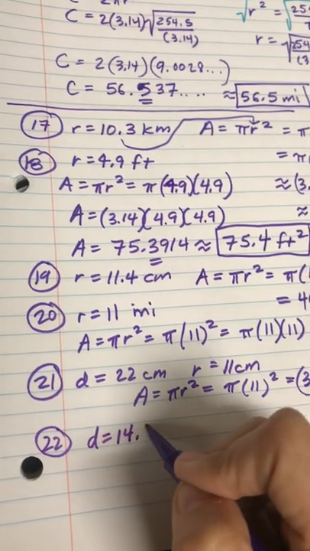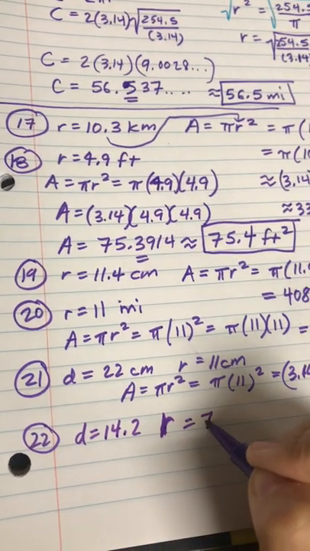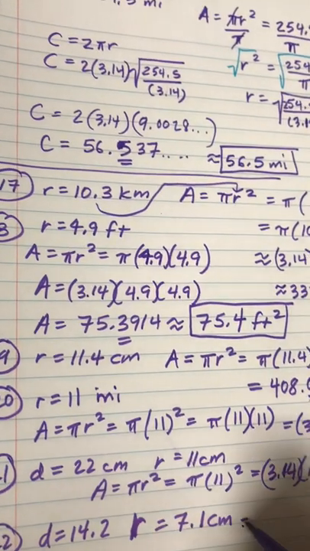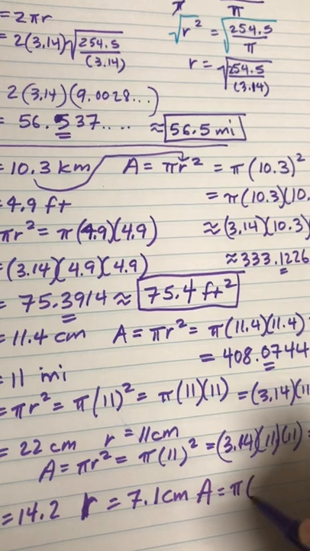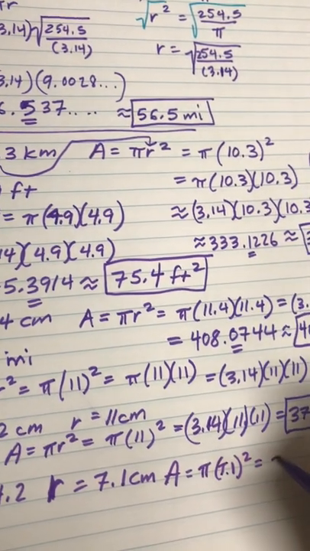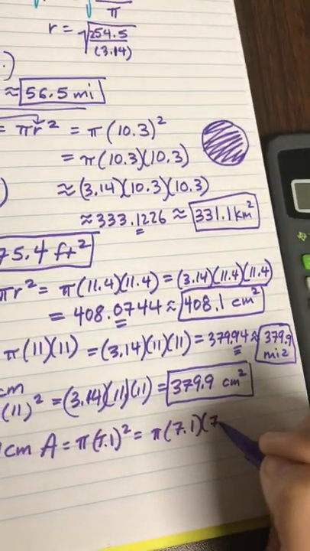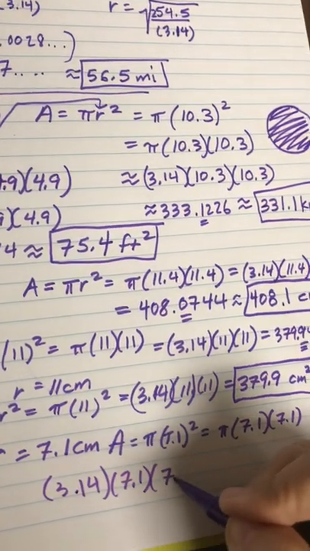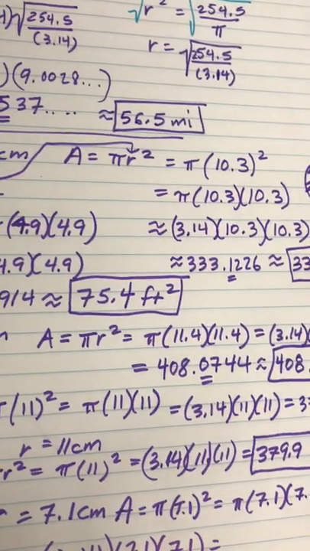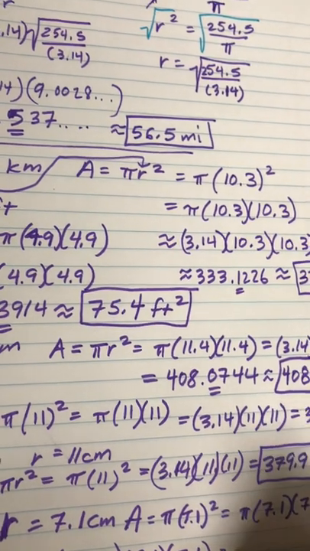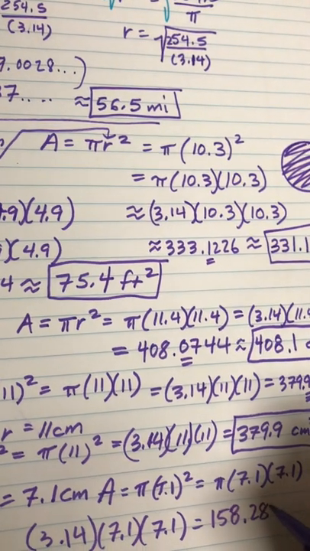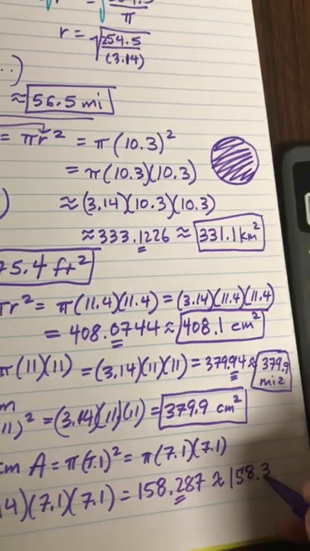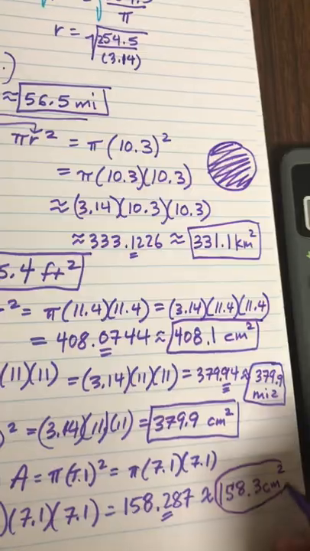Diameter is 14.2. So that would mean the radius would have to be 7.1 centimeters. So the area would be pi 7.1 squared. So pi times 7.1 times 7.1. Using 3.14 for our pi, and rounding to the nearest tenth, we get 158.3 centimeters squared. Good.